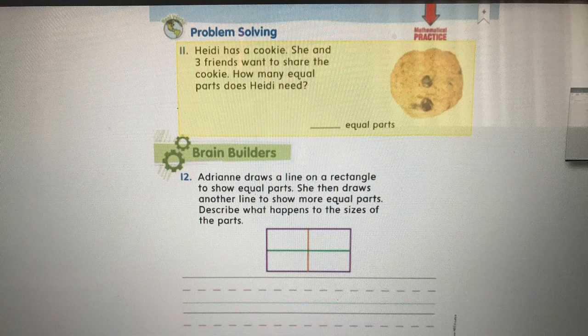Problem 11. Heidi has a cookie. She and 3 friends want to share the cookie. How many equal parts does Heidi need? If you think about it, 3 friends plus Heidi makes 4 people. So you need to cut the cookie in 4 equal parts.